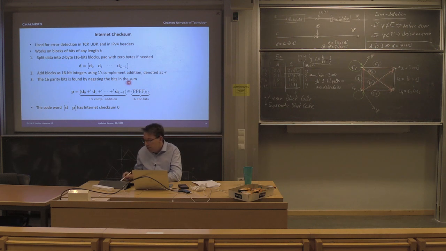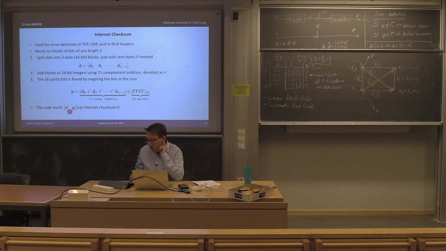The 16 parity bits are found by adding all these 16-bit blocks from the data using ones' complement, and then we modulo 2 add FFFF to this, which is basically flipping all the bits in the sum. And that's our parity bits. So this is just a method which is used: block the input bits, add them with ones' complement, flip the bits, and then we have the parity bits.